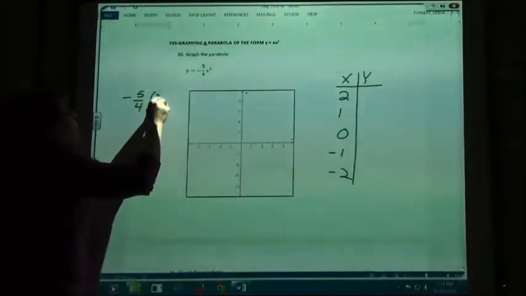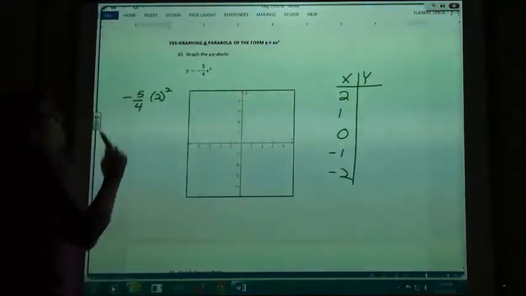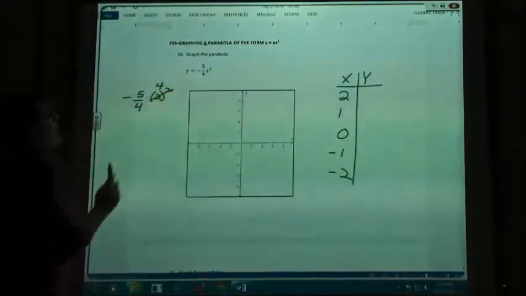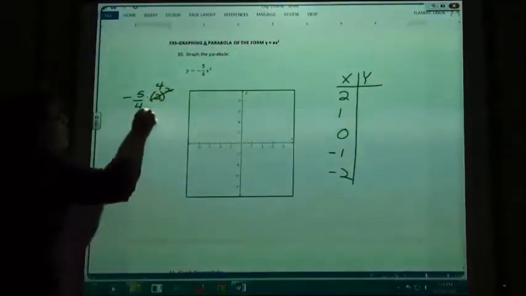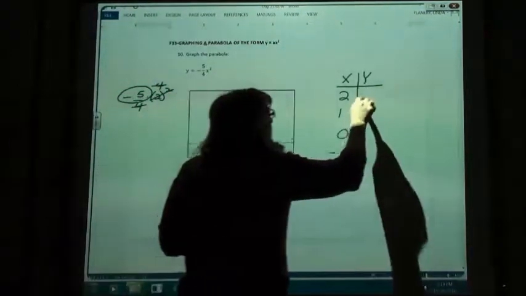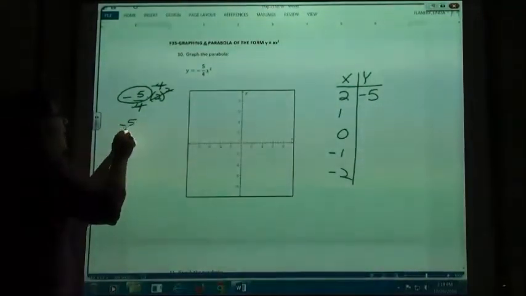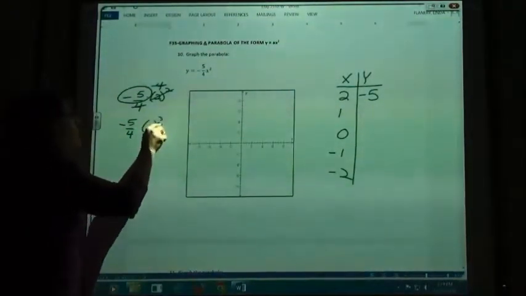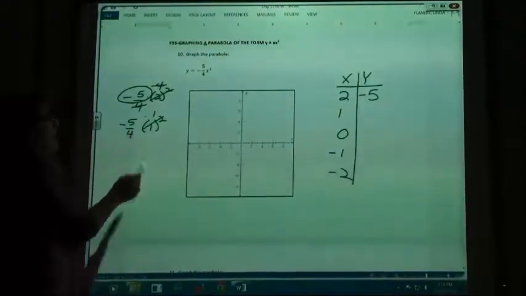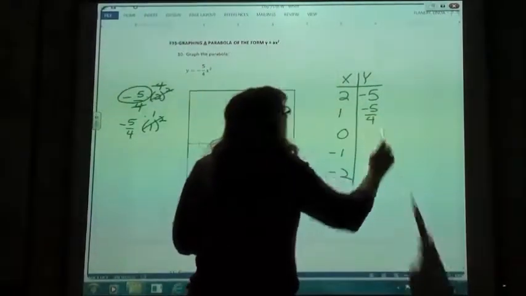So if I do this, I'm going to have -5/4 times 2 squared. I have to do my exponents before I multiply, so 2 squared is 4. I'm taking -5/4 times 4. The 4's cancel out, so I just get the -5. Then I'm going to take -5/4 times 1 squared. Well, 1 squared is 1. -5/4 times 1, still -5/4.